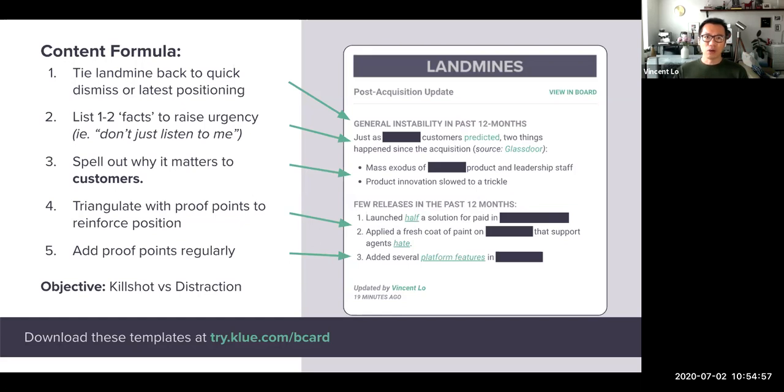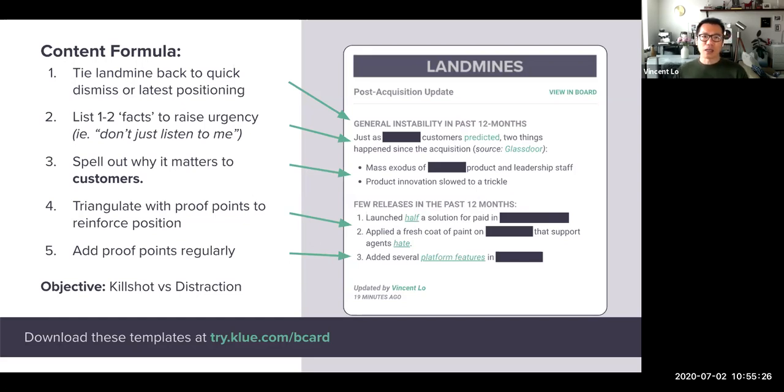But then you also want to ensure you do this in a way to raise urgency, right? Like that's not just coming from you. It must be either from a market or a customer perspective, and make sure that you're explicit about why it matters, why it's important, why it's impactful to the customers. And then after that, again, it's just a matter of triangulating, adding a whole bunch of supporting proof points that a sales rep could actually use and share.